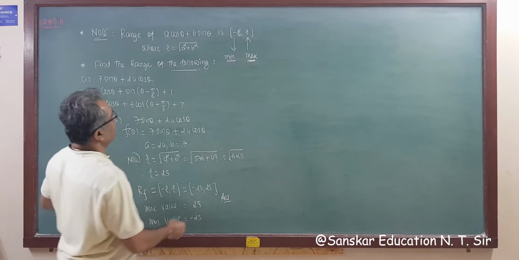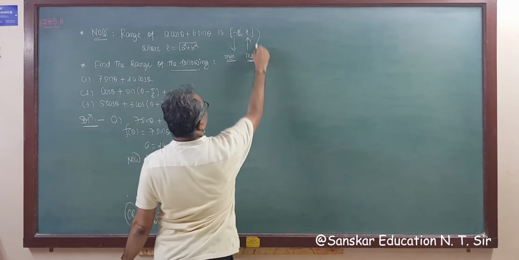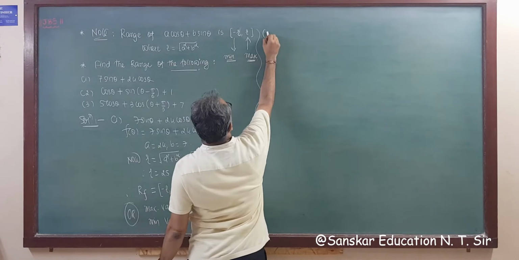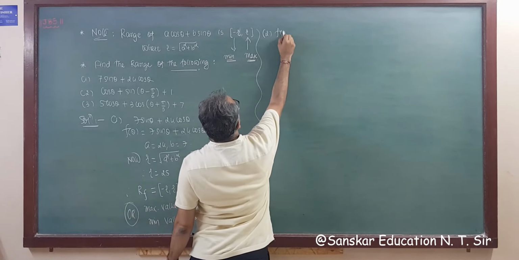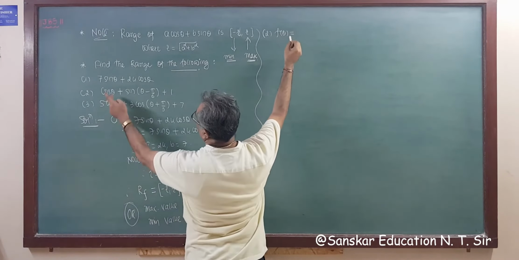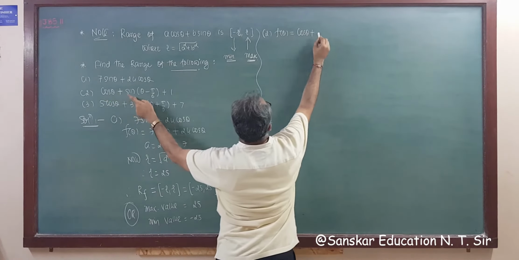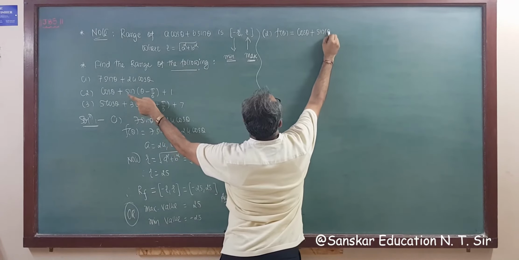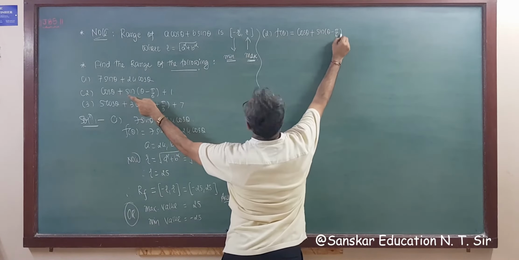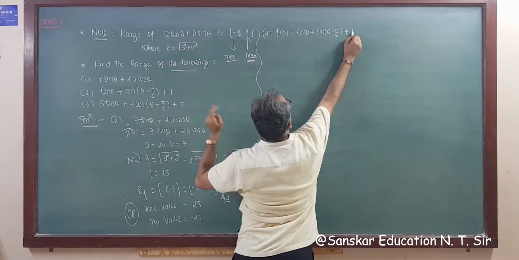Now the second question. I am taking f theta. f theta is equal to cos theta plus sin of theta minus pi by 6, and plus 1.